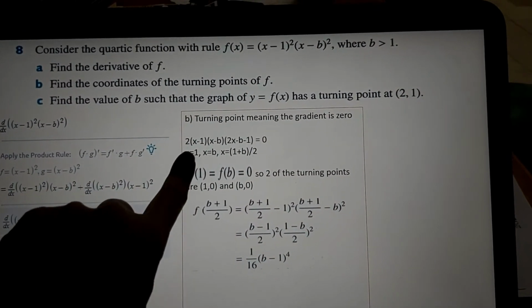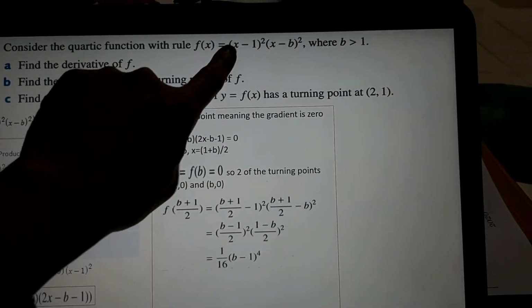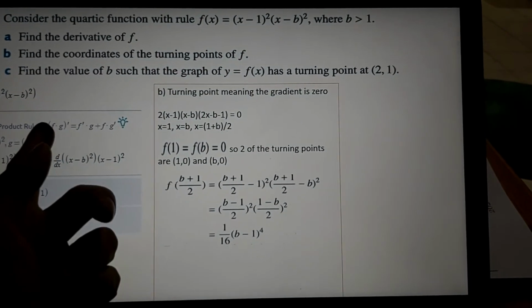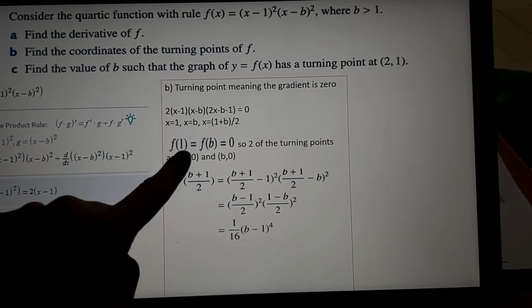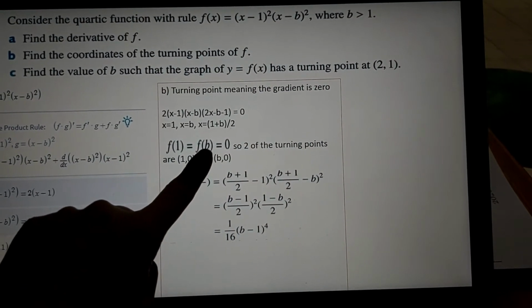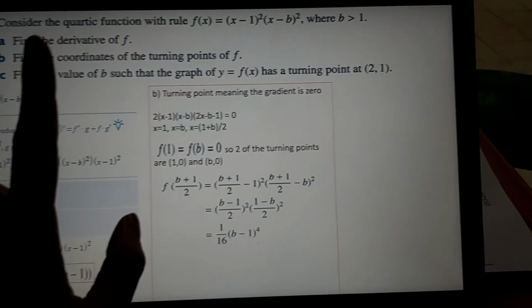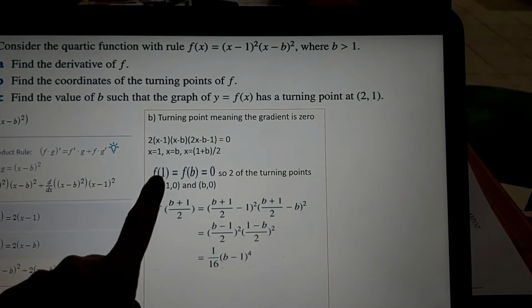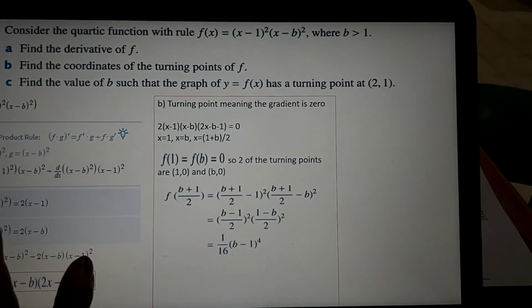When you sub 1 back to the original function, if you sub 1, what do you get? You get 0, right? 1 minus 1 is 0. You sub b, you also get 0. Now, so we have found 2 turning points already. Both 1 and b will give you 0. So the 2 of the turning points are (1, 0) and (b, 0). So these are the 2 easy turning points.